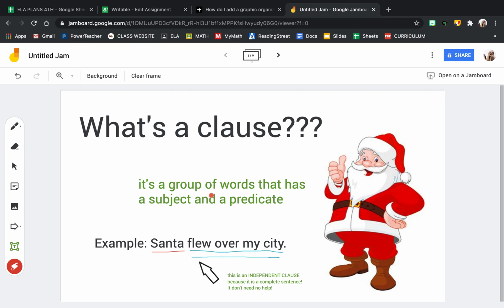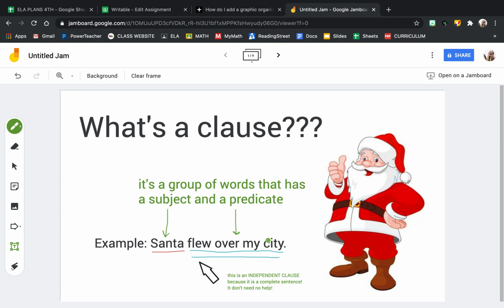Here's an example. Santa flew over my city. It's a clause because it has a subject, Santa, and it has a predicate, flew over my city. It tells who or what the sentence is about, and it tells what the subject is or does. In this case, Santa, the subject, is flying over my city. That's the predicate. It tells what the subject did or is doing.